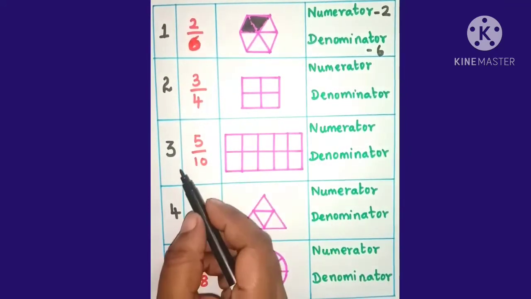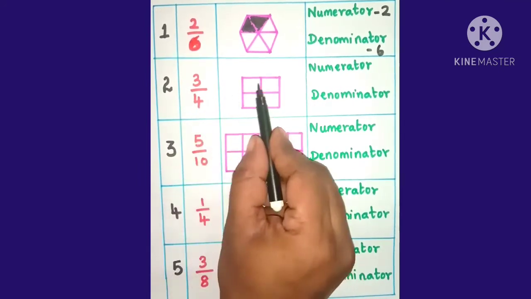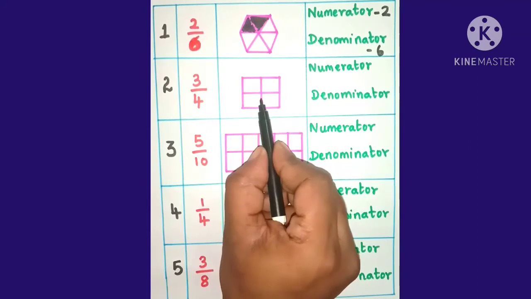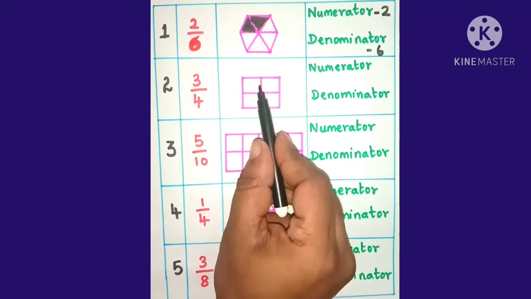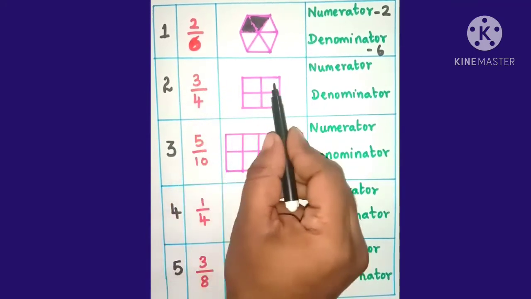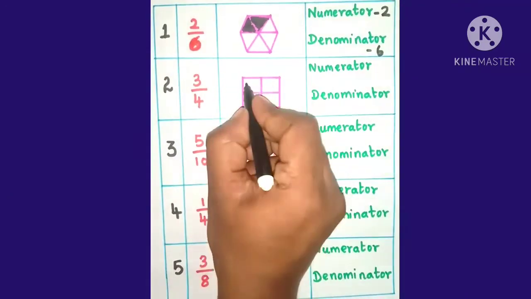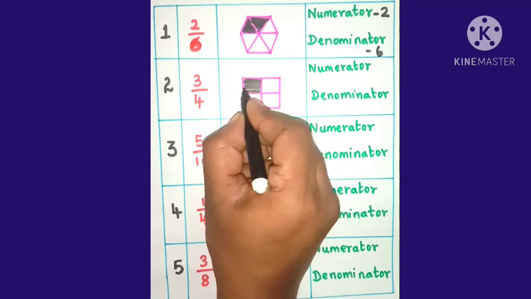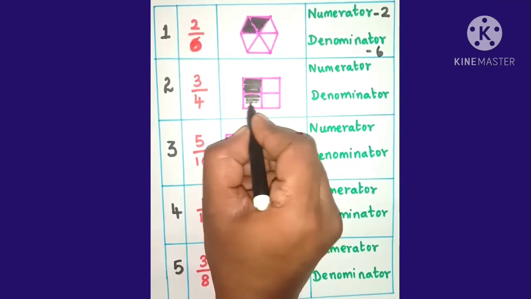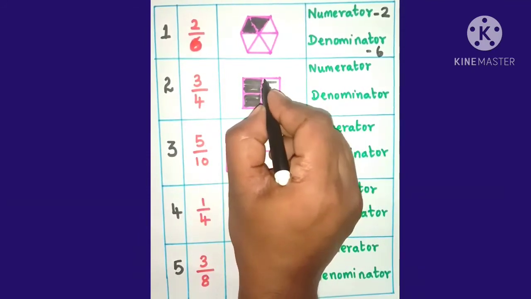And second one, 3 by 4. 4 represents the denominator, the total number of parts. The square has 4 parts here. So the total number of parts is 4 and 3. From 4 parts, we are going to shade 3 parts. So, 1, 2, 3.